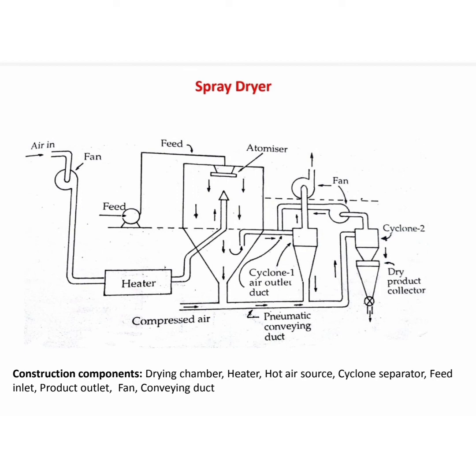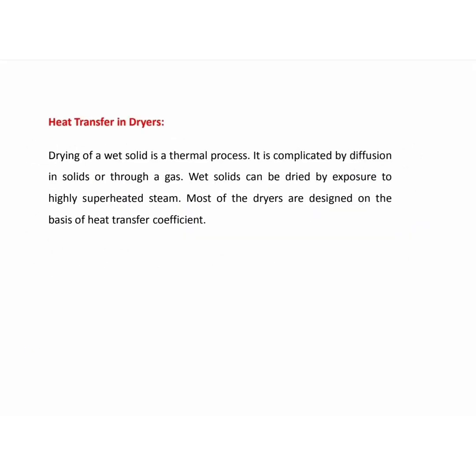Major portion of the air is taken out through air outlet duct, mostly contains dust, and is sent to cyclone 1. The air from cyclone 1 still may contain some dust and therefore is sent to cyclone 2 for further separation. The air from cyclone 1 is then thrown in the atmosphere by blower. The dried product from cyclone 2 is collected in dry product collector.